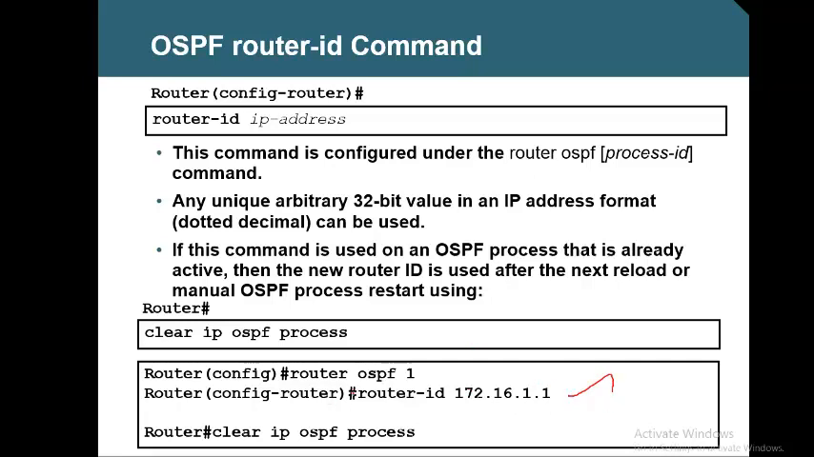This is the command that we use to provide the router ID. But if a router ID is already taken from an interface, you need to clear the process after you assign this router ID. Clearing the process is restarting OSPF again. Only then the new address will be taken. Otherwise, this command is accepted, but the router won't be using it unless you restart the OSPF process.